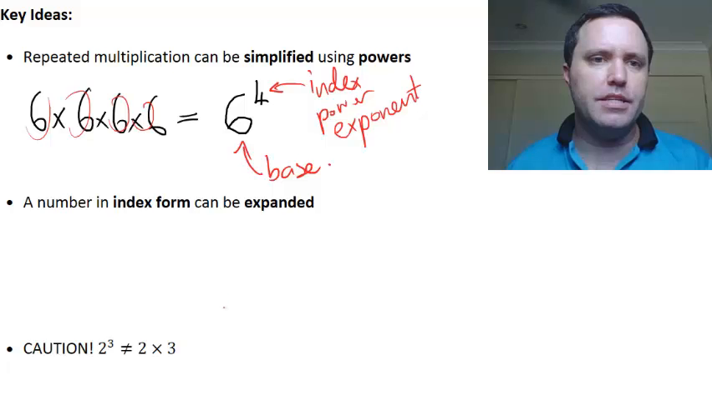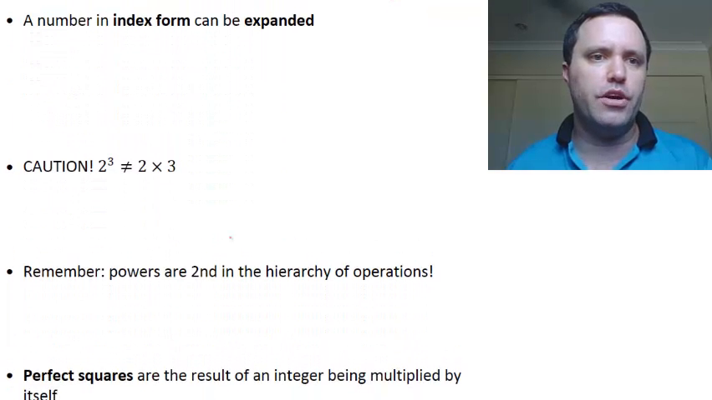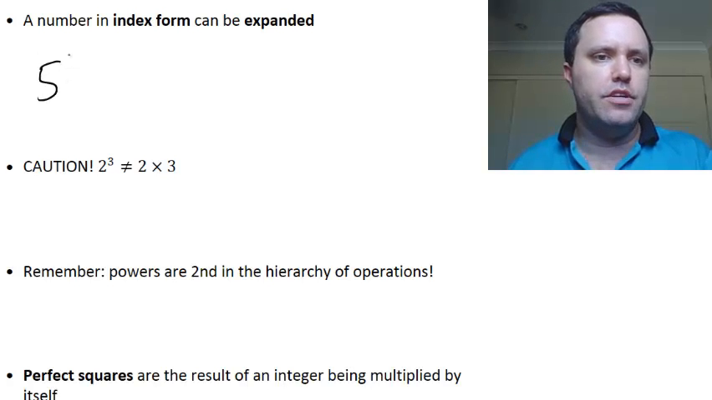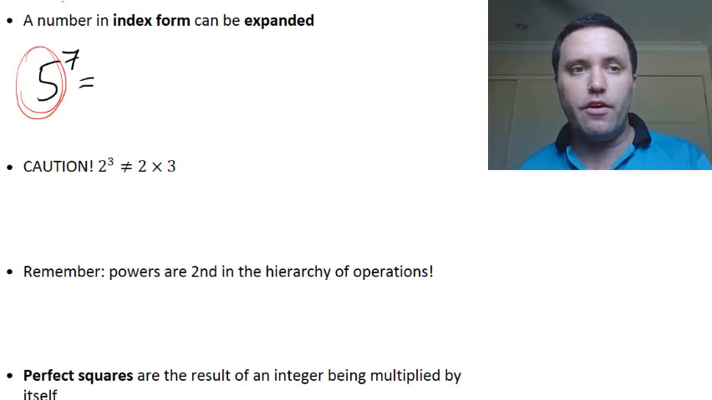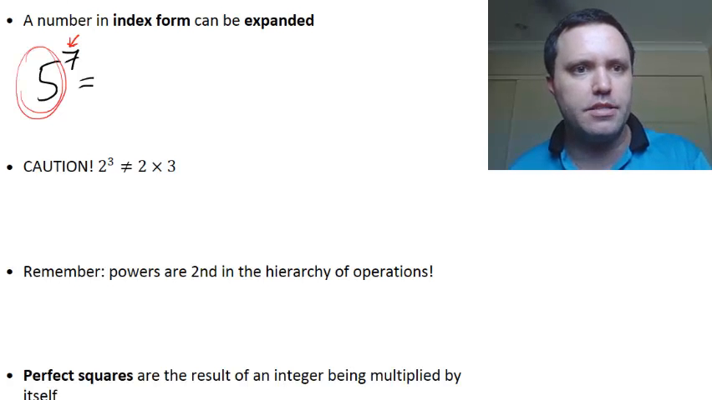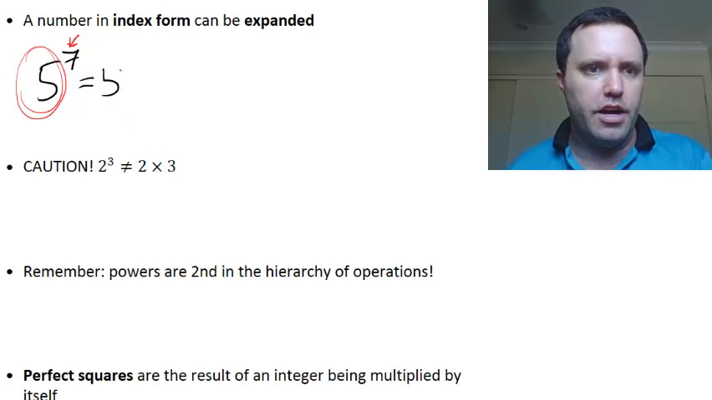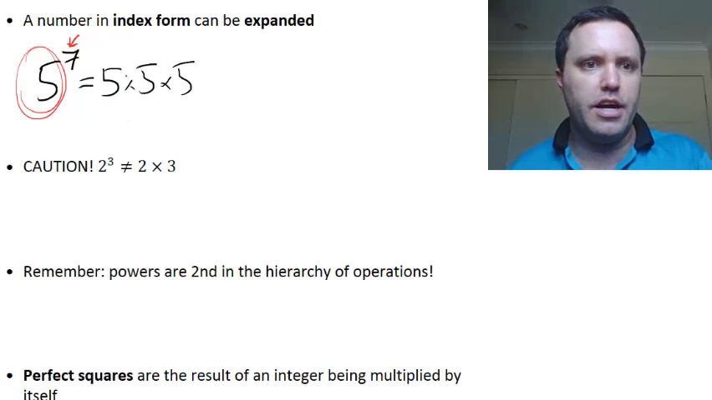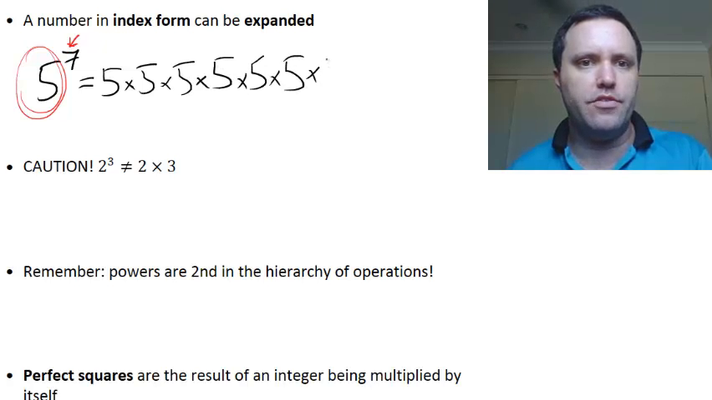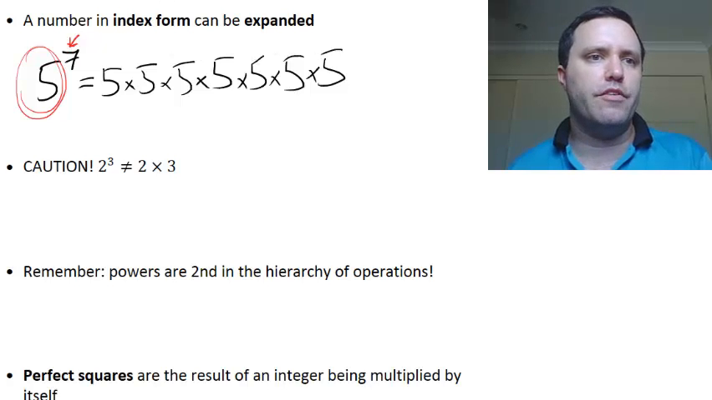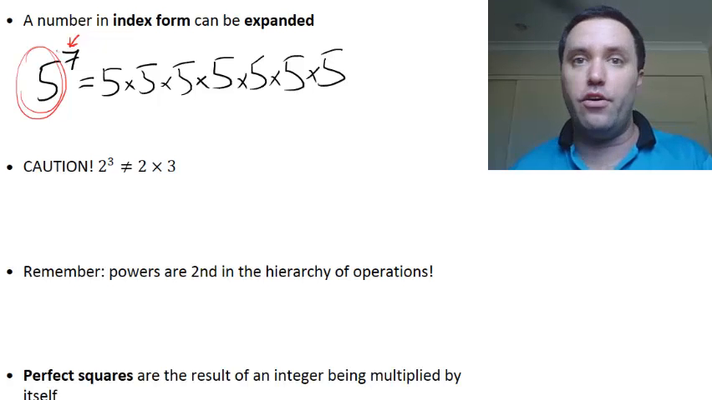Now, in the same way as we can simplify repeated multiplication, we can also get a number that's in index form and expand it. So if we have 5 to the power of 7, that means that the base number here is multiplied against itself 7 times. That's what the 7 up here means. So that'll be 5 times 5 times 5 times 5, that's 4 of them, times 5 times 5 times 5. 1, 2, 3, 4, 5, 6, 7. 7 of them all together. So that's why we got 5 to the power of 7.